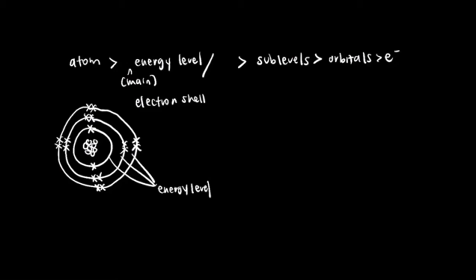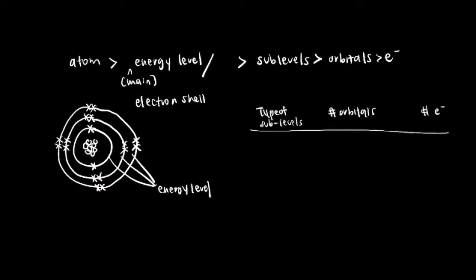So each energy level is actually split into different sublevels. And there are 4 different types of sublevels, namely S, P, D, and F. And each different type of sublevel holds a different number of orbitals. And that results in a different number of electrons being stored in that sublevel.